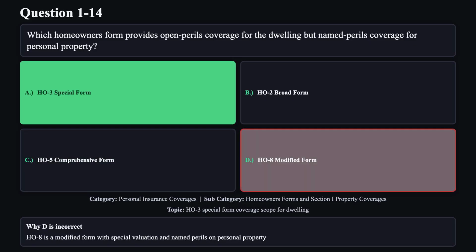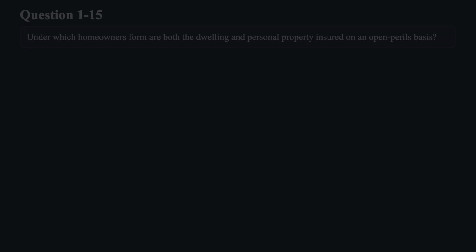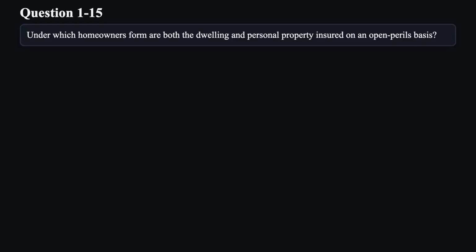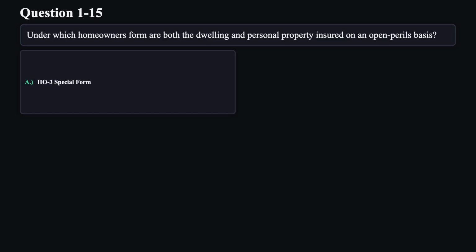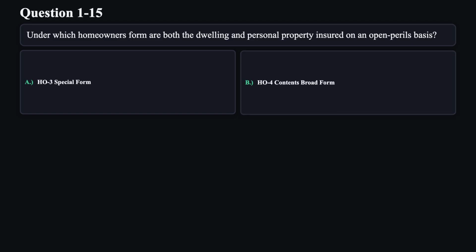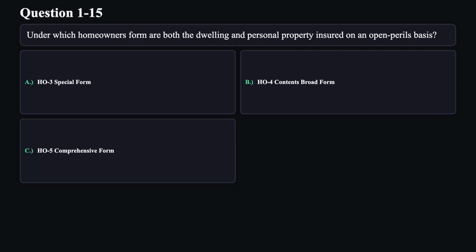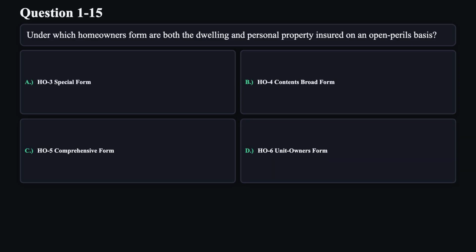Reason D is not correct. HO8 is a modified form with special valuation and named perils on personal property. Question 15. Under which homeowner's form are both the dwelling and personal property insured on an open perils basis? A. HO3 special form. B. HO4 contents broad form. C. HO5 comprehensive form. D. HO6 unit owner's form.